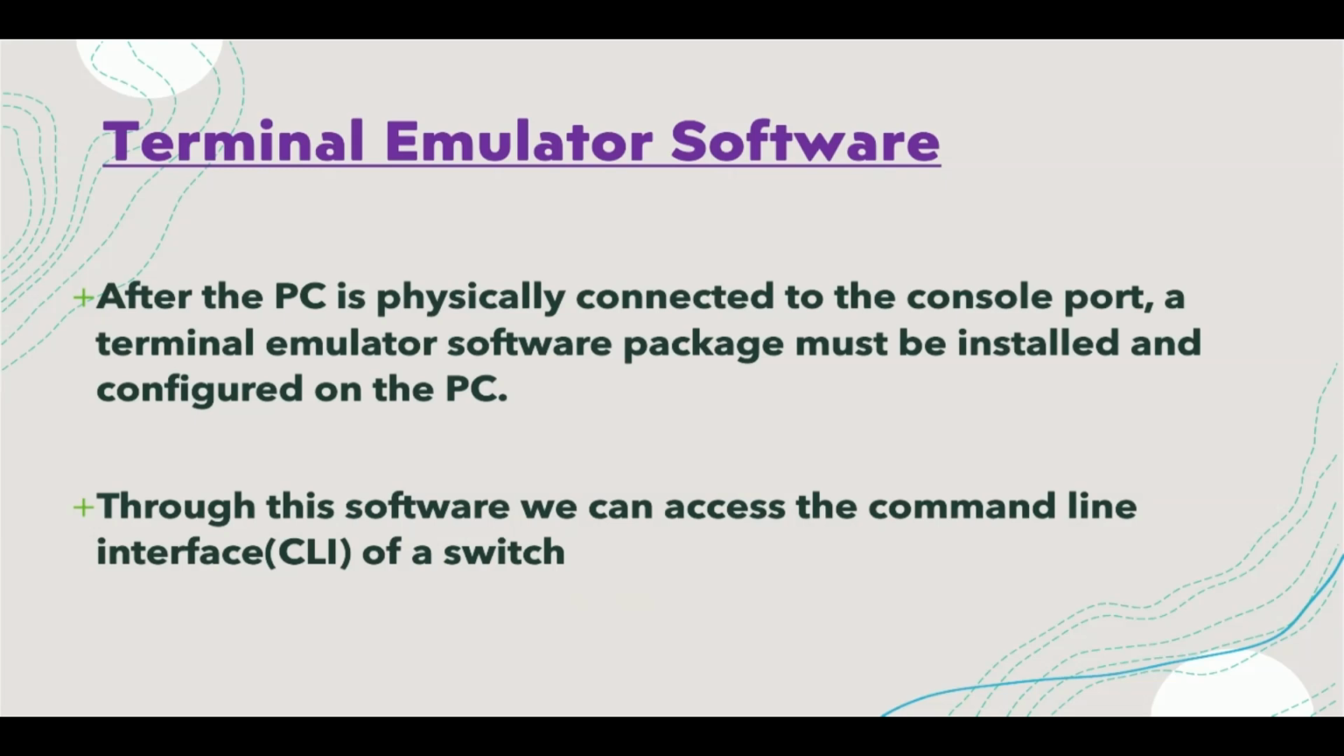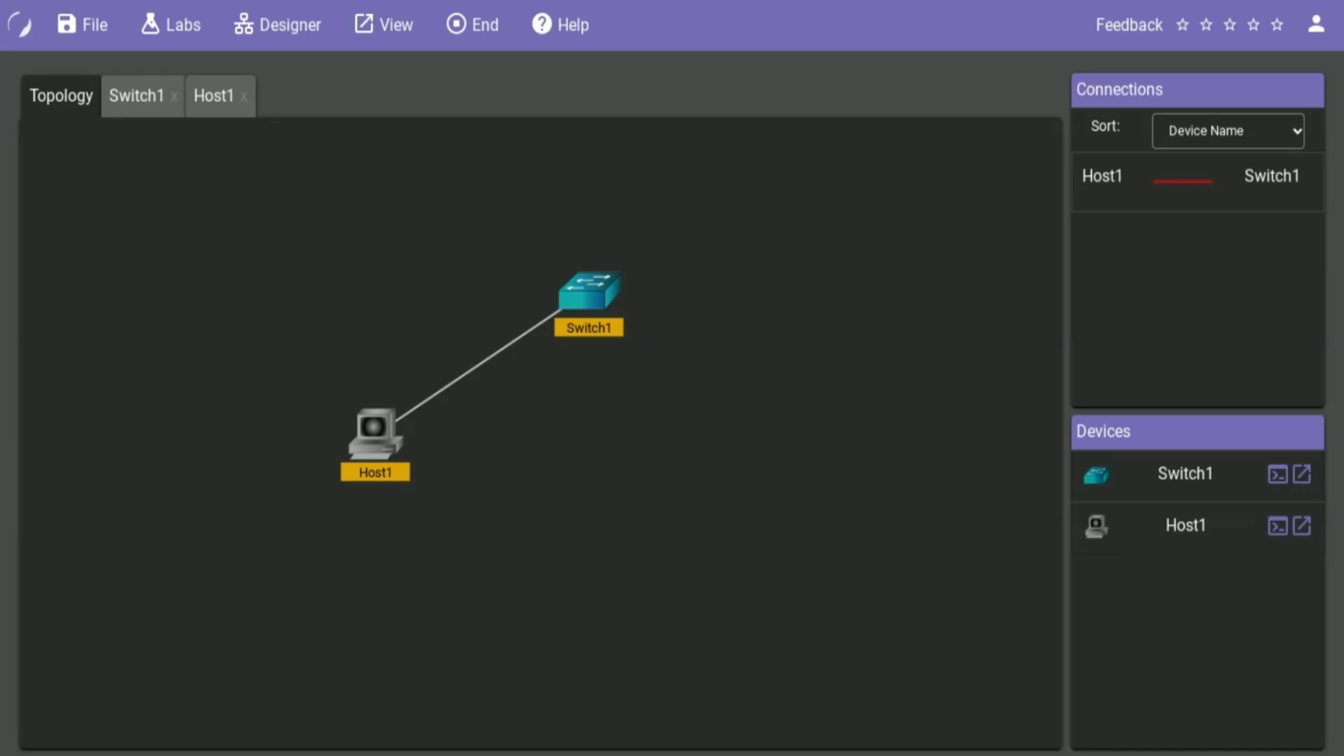Terminal emulator software. After the PC is physically connected to the console port, terminal emulator software must be installed and configured on the PC. Through this software we can access the command line interface, CLI, of a switch. We can see in this topology that a PC is connected to a switch using a console cable. Now we will access the CLI using terminal emulator software on our PC.